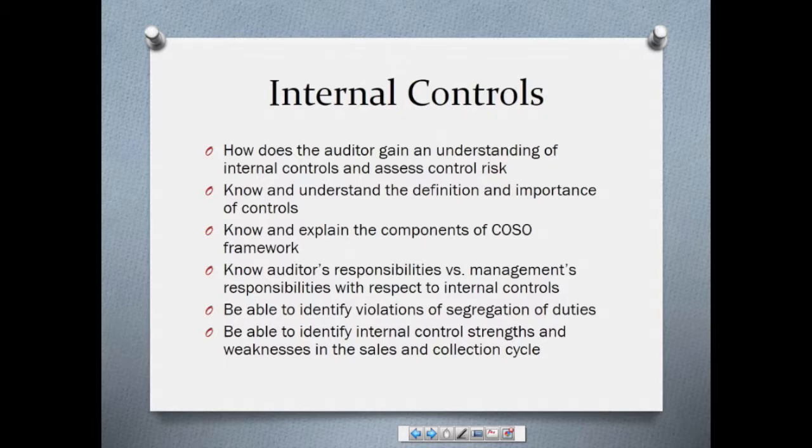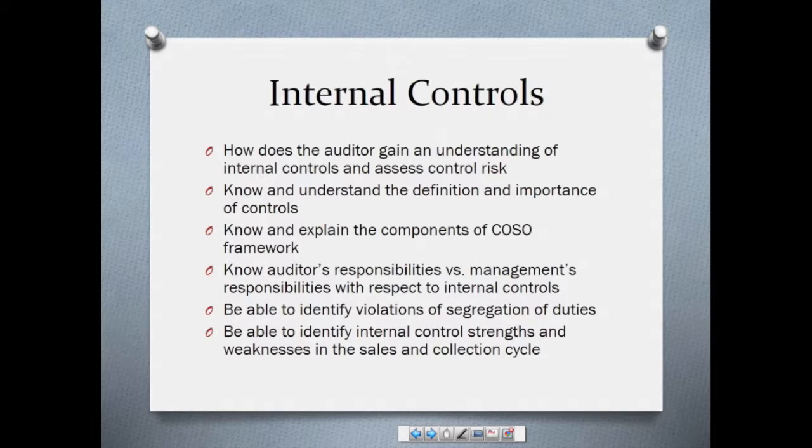Such as control environment represents the tone at the top, right? What kind of message is management conveying? How actively involved, or what kind of oversight is provided by the audit committee and those charged with corporate governance? Control activities consist of the actual control procedures that the company has in place, such as segregation of duties, performance reviews. And so know it in general, you don't have to memorize the principles.